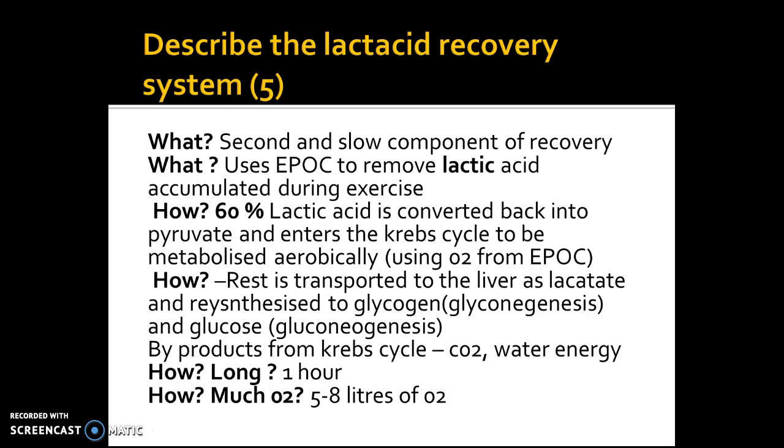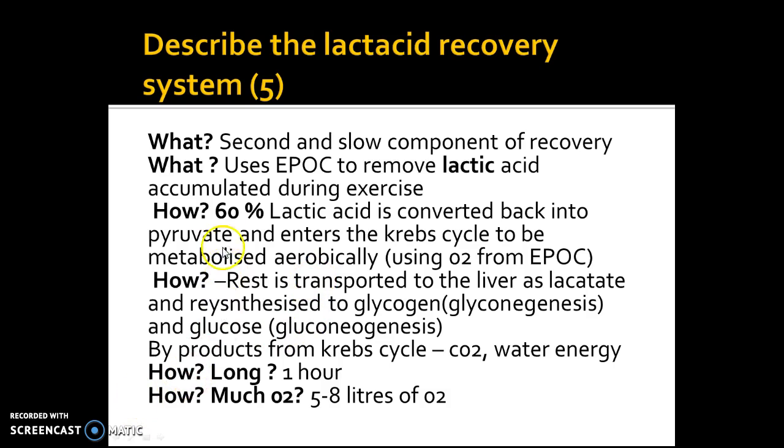So basically, you don't have to know these two key terms, you just need to know that it's resynthesized to glycogen and glucose. Also urea, you can talk about sweat and urine. Do we really need that? I think that's enough.